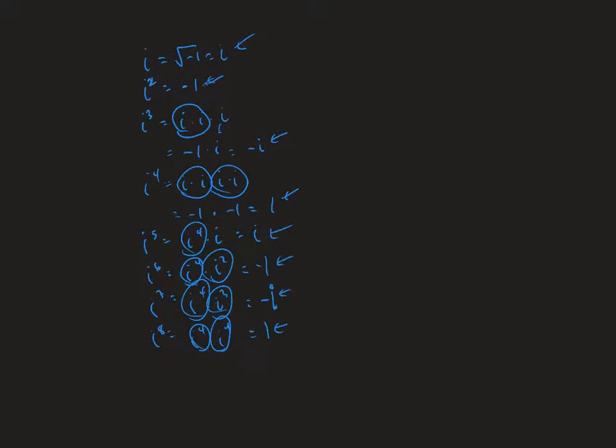i to the sixth, i to the fourth times i squared. So that's 1 times -1. i to the seventh, same idea. This is 1, this is -i. i to the eighth, i to the fourth times i to the fourth. 1 times 1, 1. So if you look at the pattern of things that we've got here, we have an i, -1, -i, 1, and then it repeats: i, -1, -i, 1. So basically this pattern of powers of i runs in a 4-cycle pattern. It's basically the same 4 things over and over again.